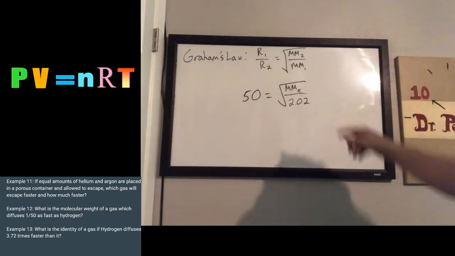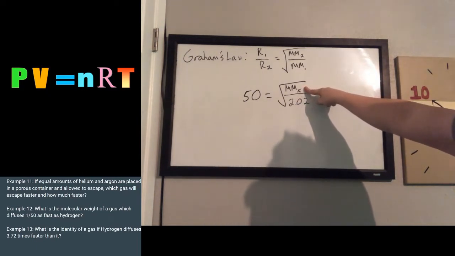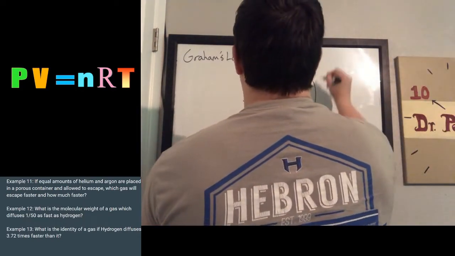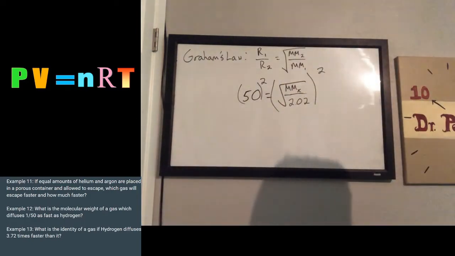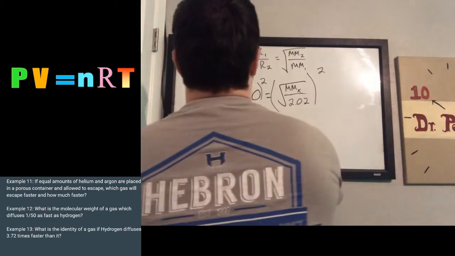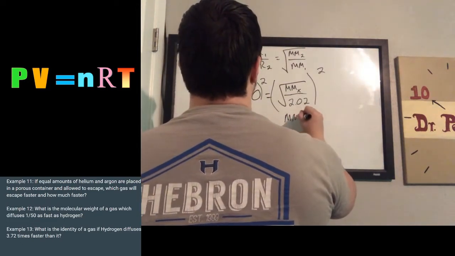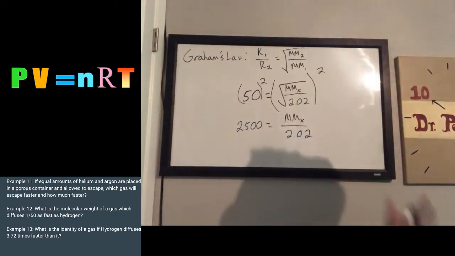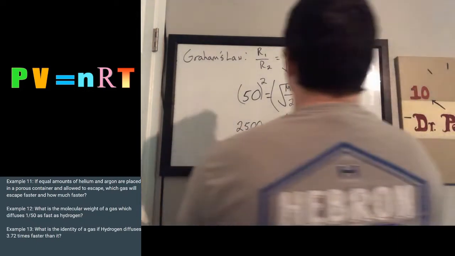And now this is simple algebra, simply to solve for the molar mass of our mystery gas X. So what we're going to do is square both sides. That's the way that we're going to get rid of this square root, like so. A lot of you could probably do that in your head. We got 2,500 is equal to the molar mass of mystery gas X over 2.02. How are you going to solve for X? Well, all you got to do is multiply both sides by 2.02.